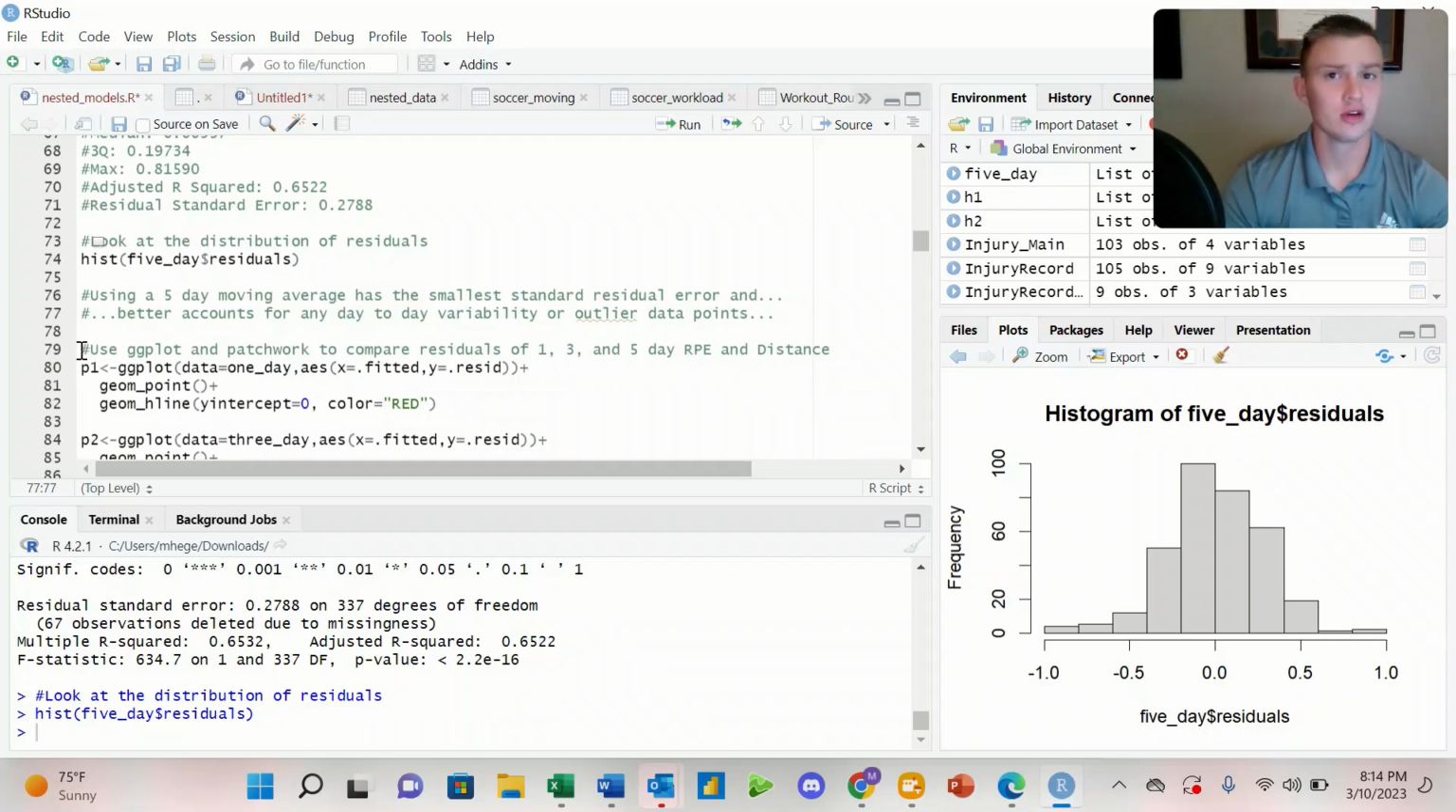However, because our adjusted R-square slightly decreased from our 3-day to our 5-day linear models, practitioners may be warranted in using a 3-day linear model.